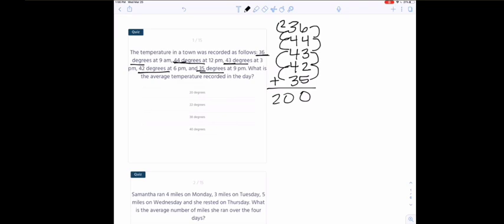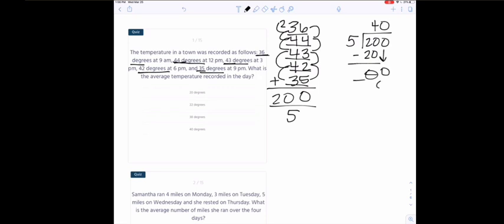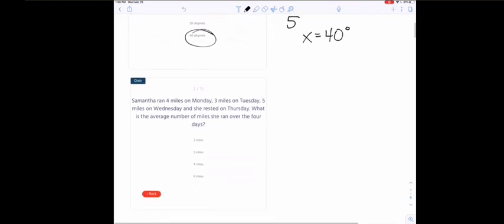So now we're going to divide by however many there are. There are 1, 2, 3, 4, 5 temperatures. So 200 divided by 5. 5 goes into 20 4 times. 5 times 4 is 20. 20 minus 20 is 0. I still have to bring down a 0. So 5 goes into 0 0 times. And now we're done. So my average is 40 degrees. Pretty straightforward, right? Let's take a look at number 2.